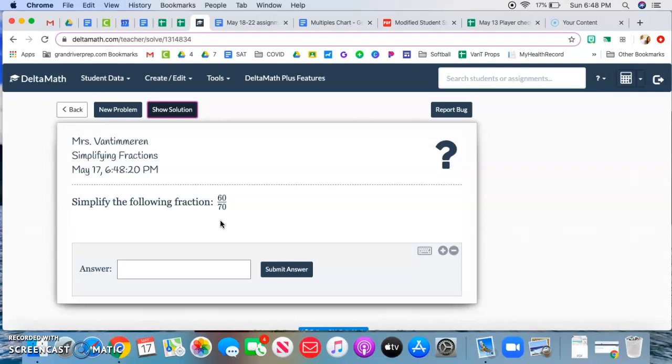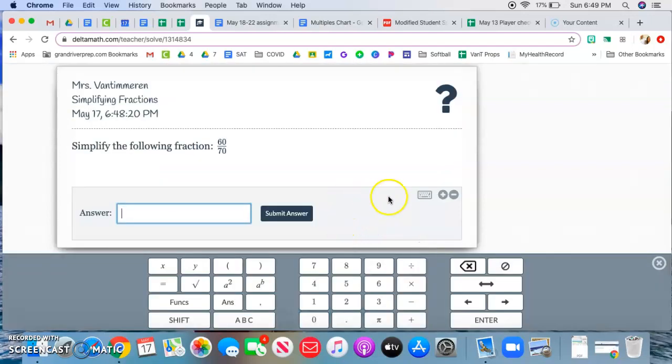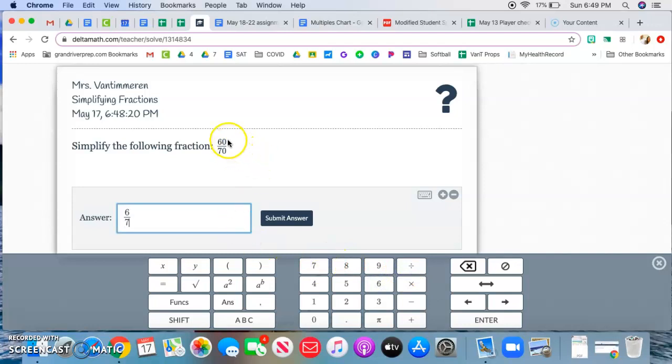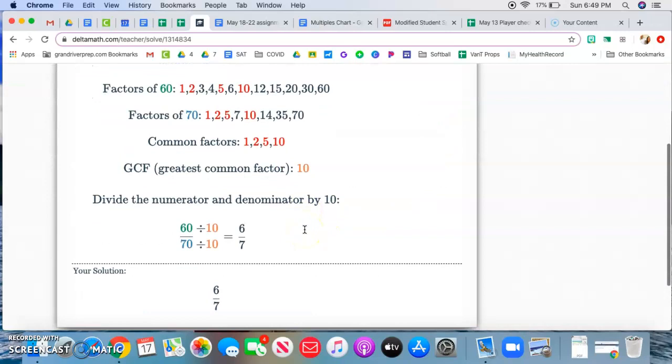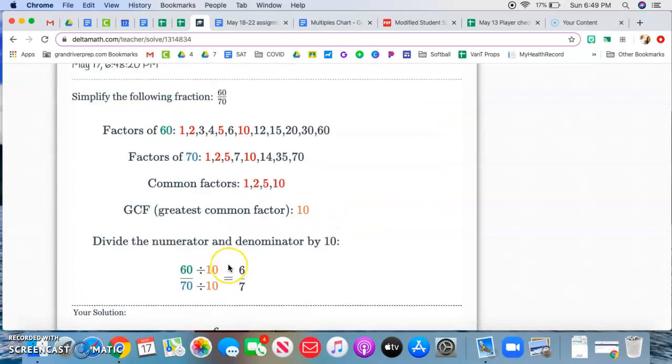So 60 over 70, I want to reduce and simplify this fraction as much as possible. So thinking about what's the biggest number that goes into 60 and 70. Well, I'm going to go ahead and click my keyboard here. And I know 10 goes into both of them. So my answer can reduce to 6 divided by 7, right? 60 divided by 10 would get me 6, and 70 divided by 10 would get me 7. So I can go ahead and submit my answer and double check my work. Yes, that is correct.